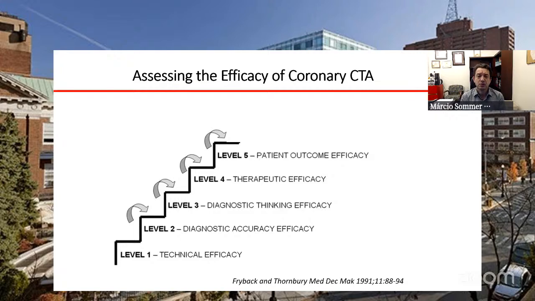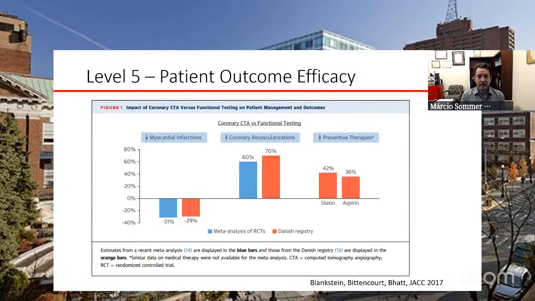So for a test to be really useful, it shouldn't only be feasible, able to make the diagnostic, inform the diagnosis well, and inform the management well. It should also, compared to not using the test, result in something different in terms of outcomes. And that's where I think things start to get really interesting. The red bars in this data are real life data.